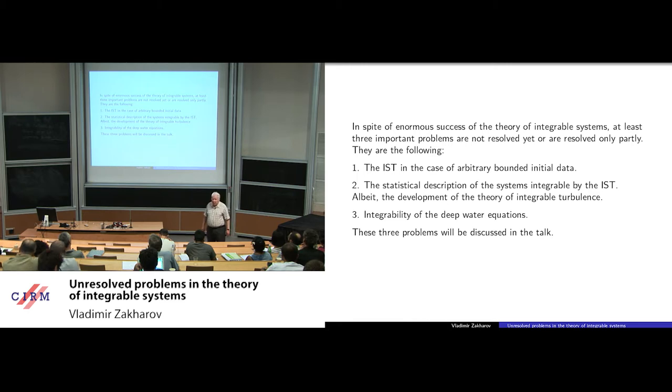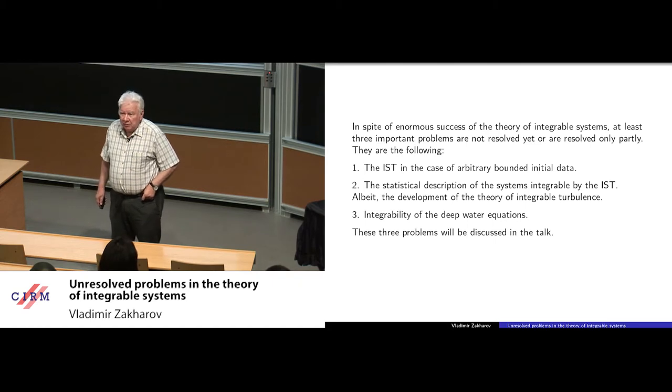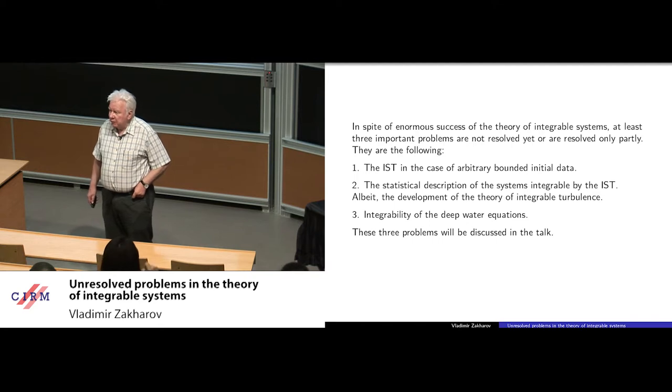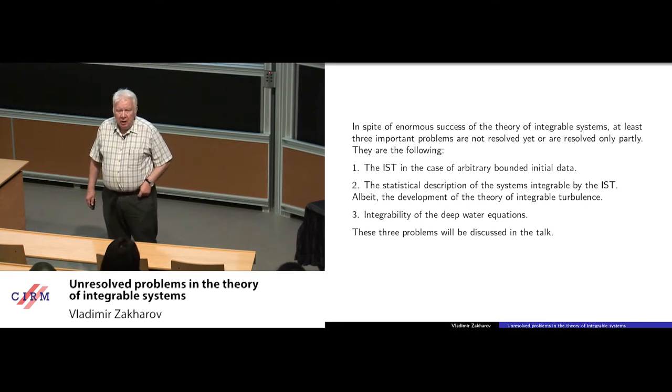And again, the first object for integrable turbulence is the study of the statistical behavior of the nonlinear Schrödinger equation. So far, it can be done only by the use of massive numerical experiments, and recent numerical experiments showed a very strange, unexpected result, and I will speak about them. And the last question is the discovery of new integrable systems.